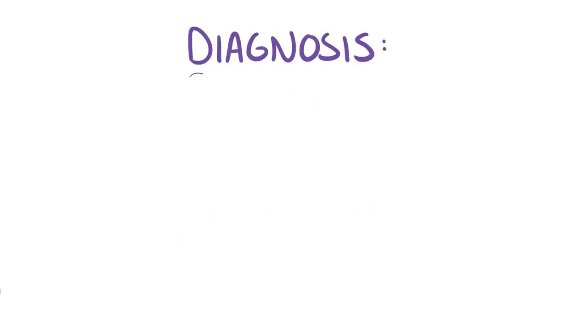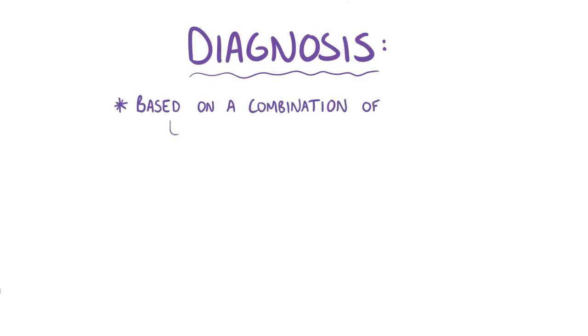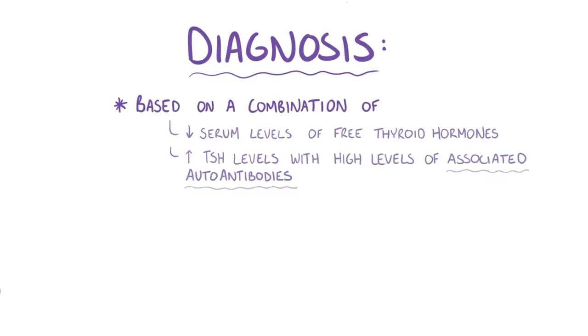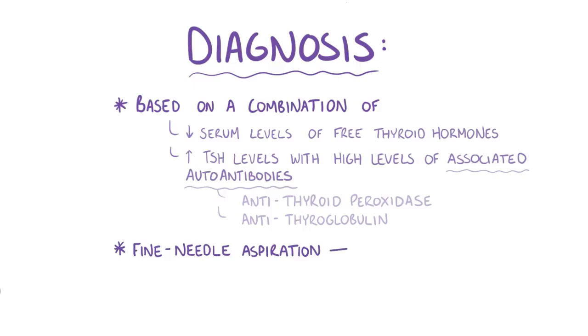Diagnosis of Hashimoto's thyroiditis is usually based on a combination of low serum levels of free thyroid hormones and increased TSH levels, with high levels of the associated autoantibodies, mainly antithyroid peroxidase and antithyroglobulin antibodies. Fine needle aspiration should be used to get a biopsy when thyroid lymphoma is suspected.